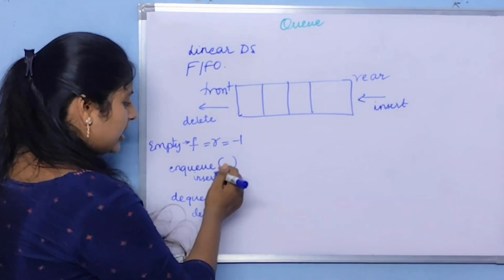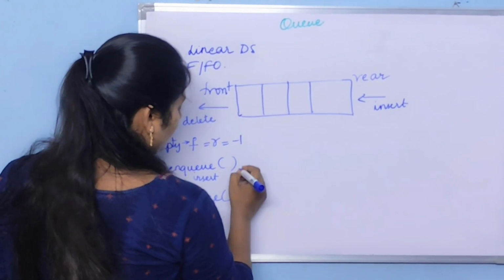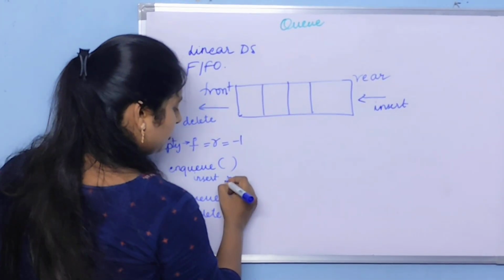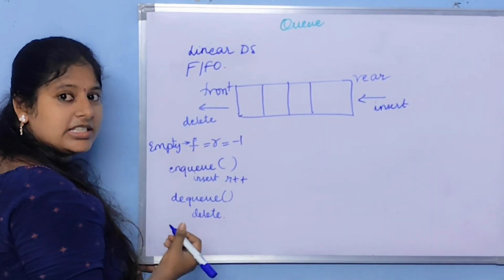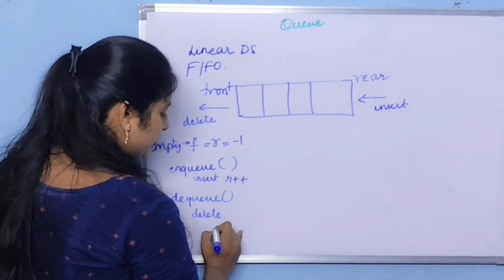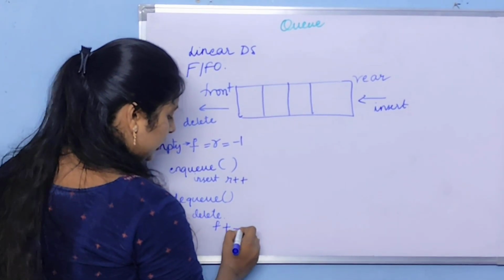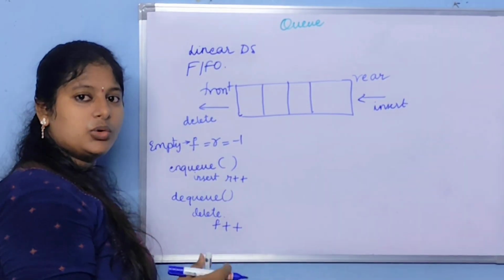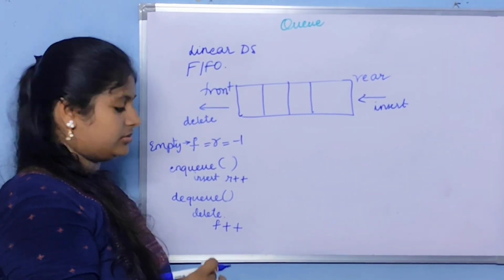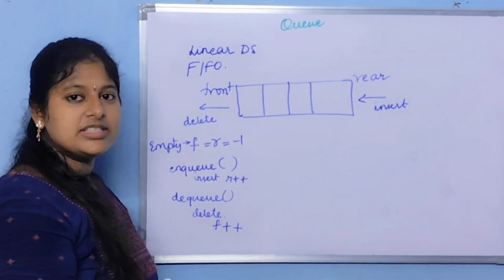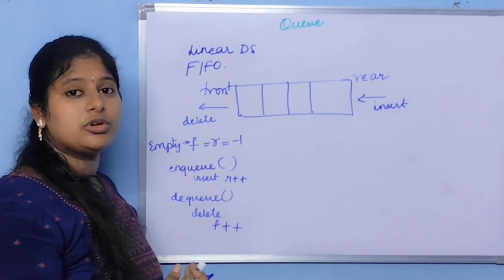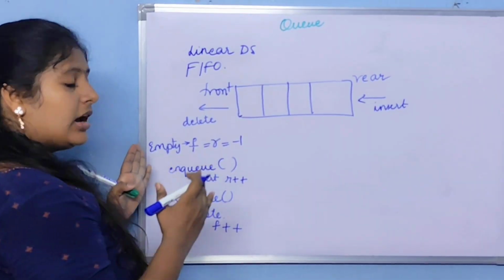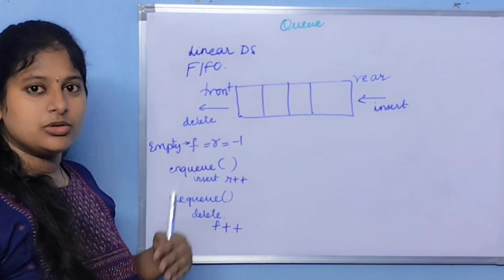Okay. Each time when you try to insert elements, the rear value is incremented. Okay. And each time you try to delete elements or dequeue elements, the front value is incremented. So when you try to enqueue elements, the rear value will be incremented. And when you try to dequeue elements, the front value will be incremented.